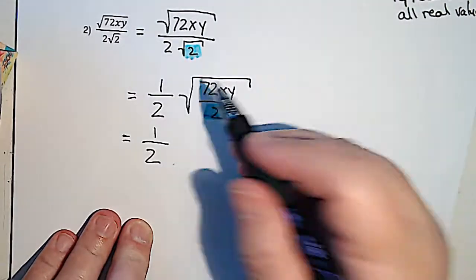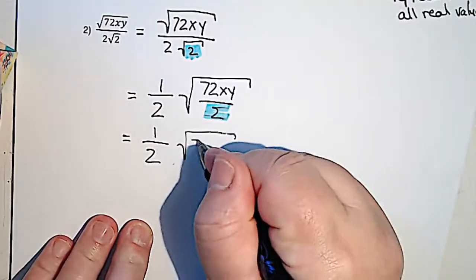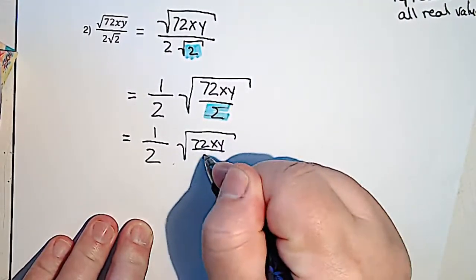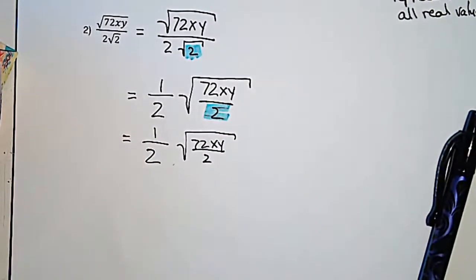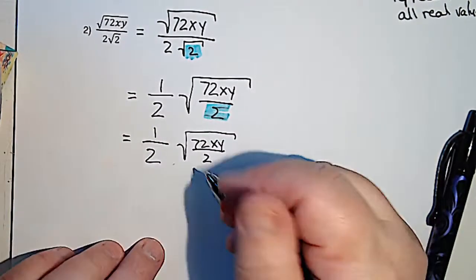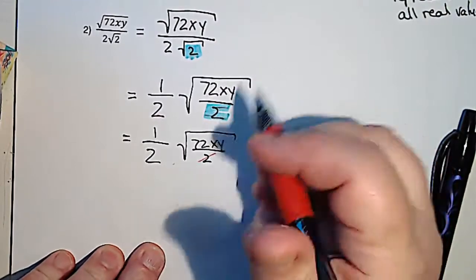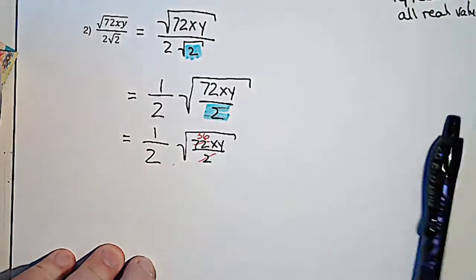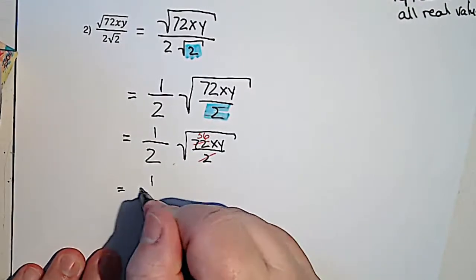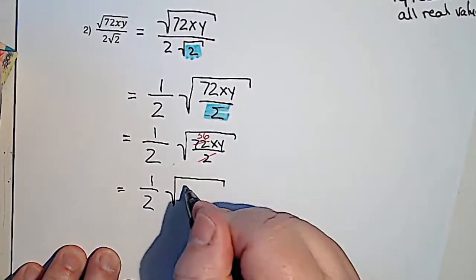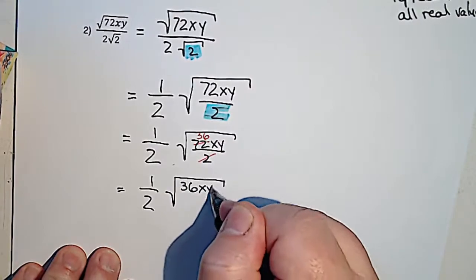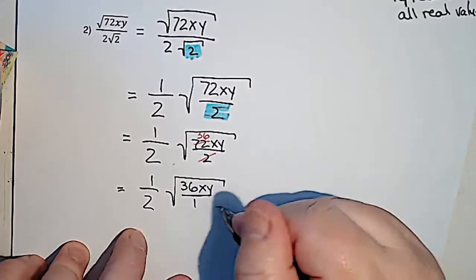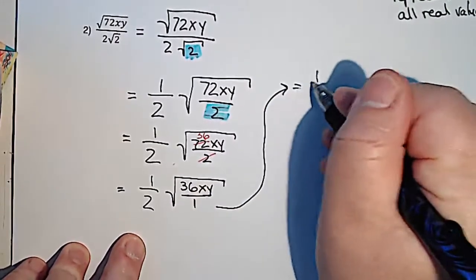So let's go ahead and see if we can reduce this, if it is useful to bring this 2 in. And what I'm going to suggest is it is, in fact, because this 2 can cancel with the 72 and leave us with 36. So I've got 1/2 on the outside being very supportive, and now I've got 36xy over 1. That's equal to 1/2.